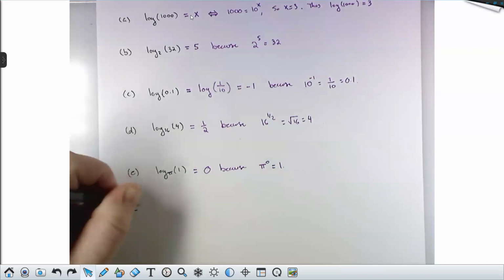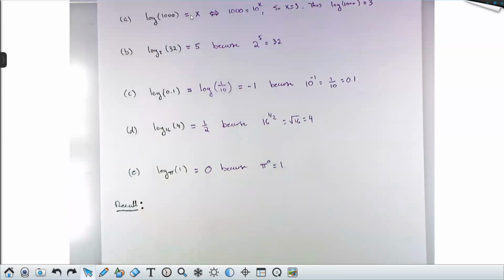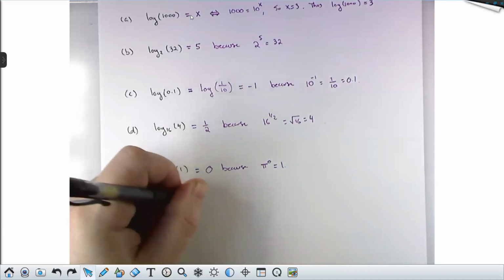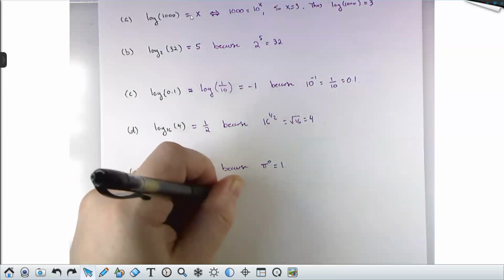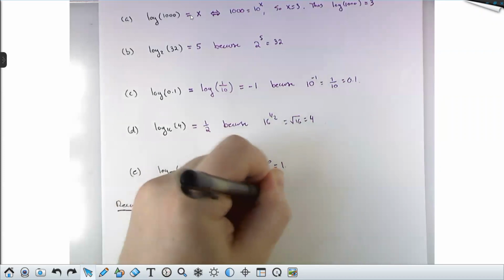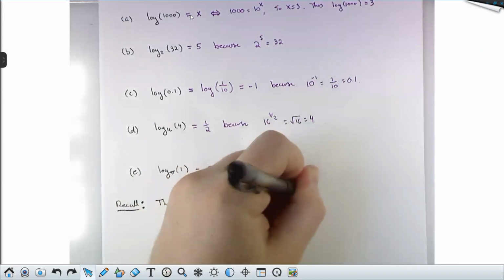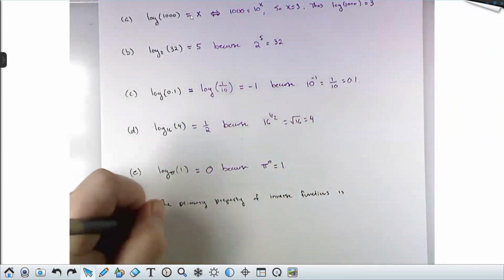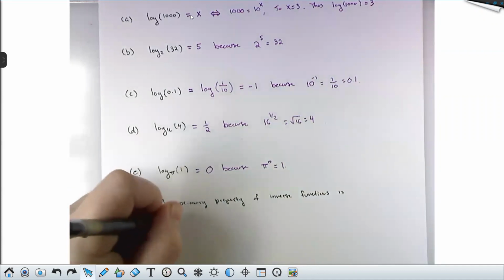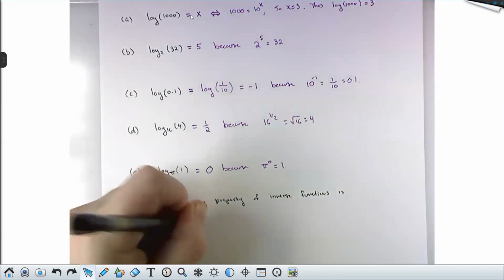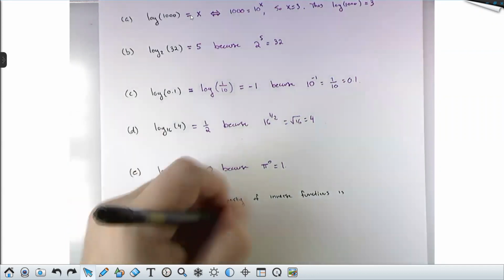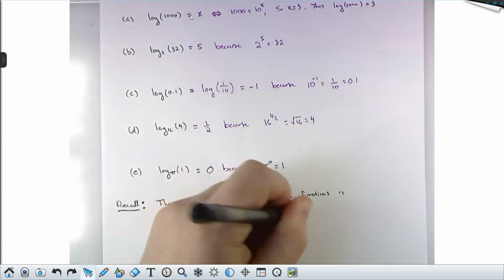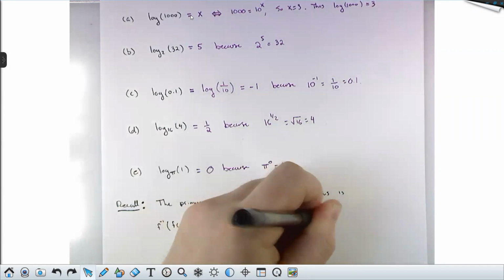Now I told you we were going to be using stuff from section 2.8. The primary property of inverse functions is that if you take f inverse of f of x, this always gives you x. And if you take f of f inverse of x, this also always gives you x.